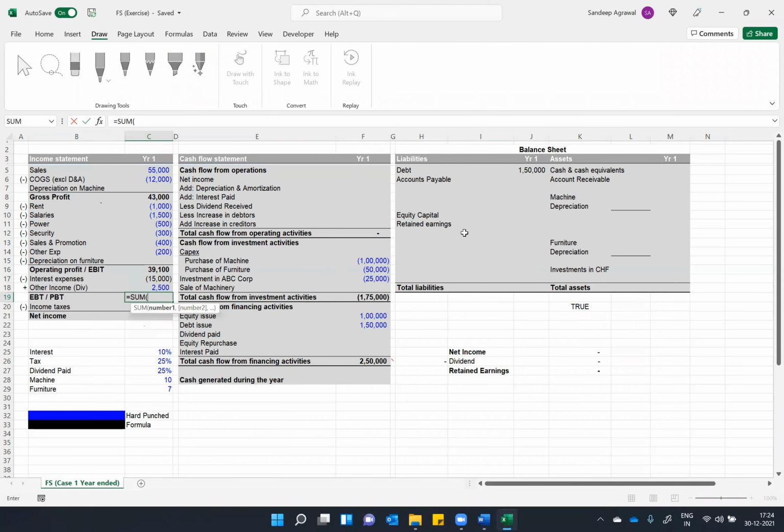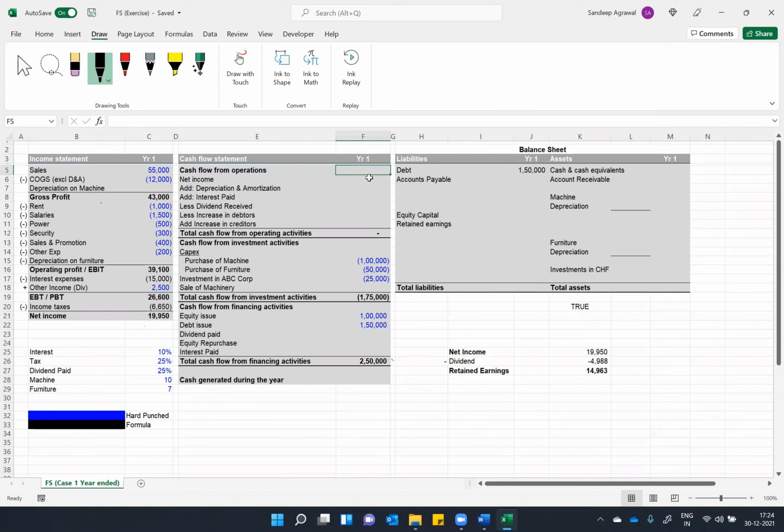Now I will calculate the profit before tax, and I will also calculate the tax component, which is 25% on profit before tax. So I have to pay 6,650 as income tax, and then I will put a sum formula to reduce the income tax, and I have received 19,950 of net income.